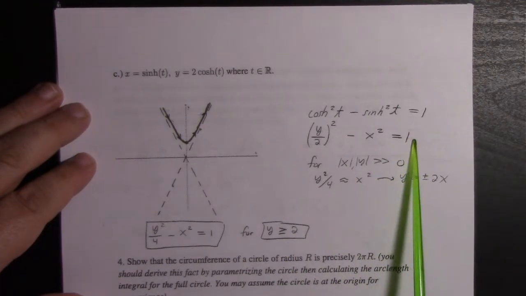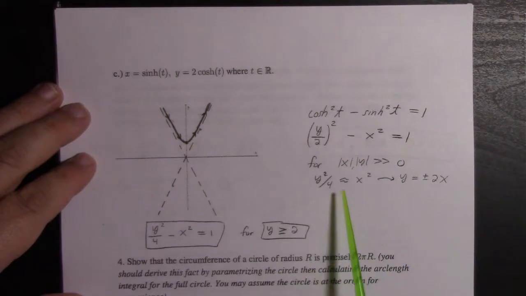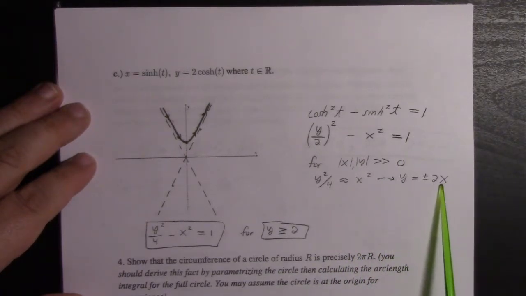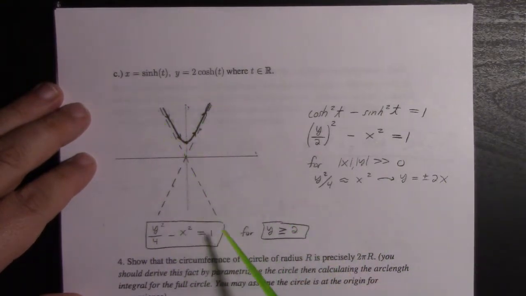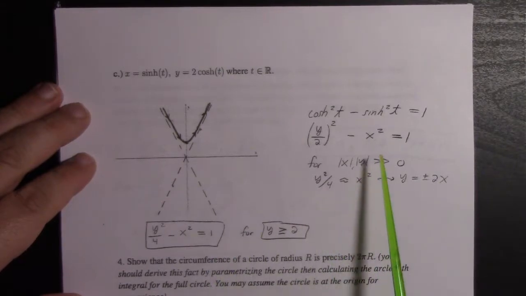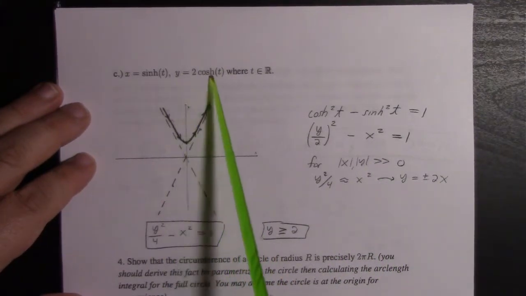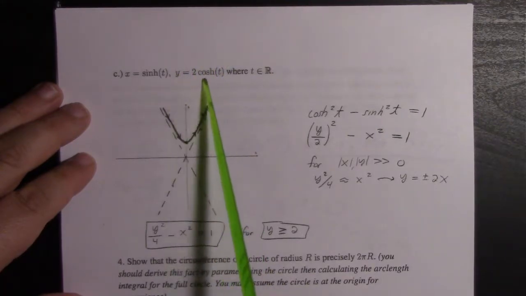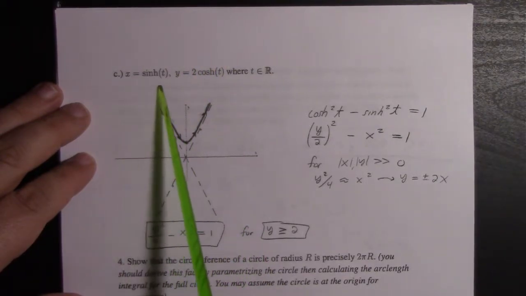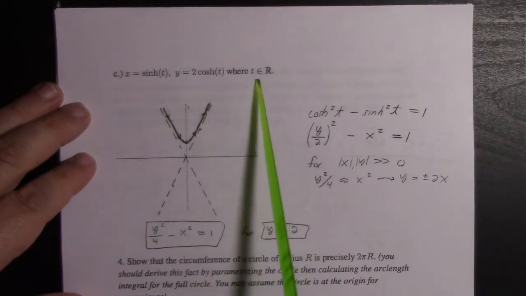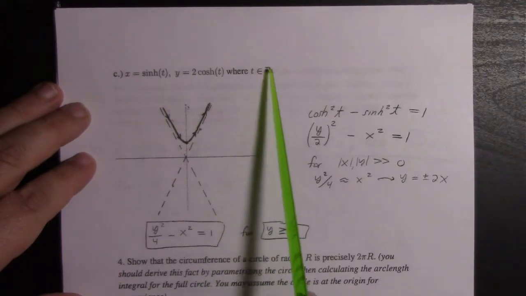Essentially ignoring the 1, if x and y are large, we have y is asymptotically plus or minus 2x, which helps me make a nice picture. And the hyperbola, a Cartesian equation's that. And this 2 cosh is a dead giveaway. So x equals sinh t is not bounded. Sinh takes on all values. This means that t is a real number.